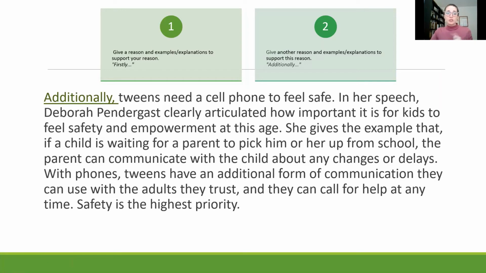In her speech, Deborah Pendergast clearly articulated how important it is for kids to feel safety and empowerment at this age. She gives the example that if a child is waiting for a parent to pick him or her up from school, the parent can communicate with the child about any changes or delays. With phones, tweens have an additional form of communication they can use with the adults they trust, and they can call for help at any time. Safety is the highest priority.